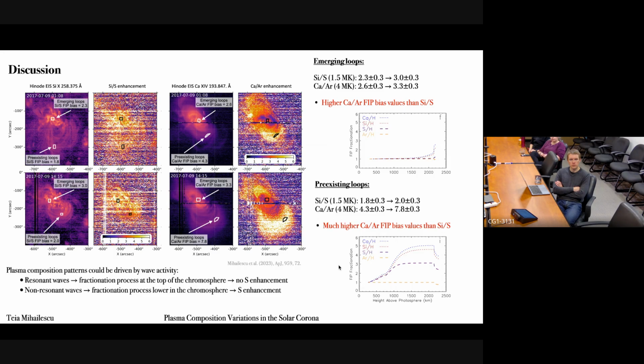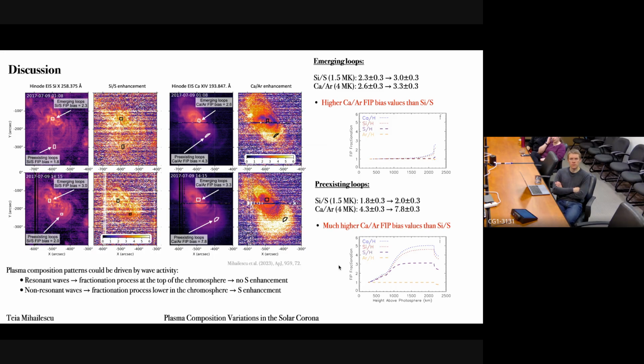And in the pre-existing loops, the simulations are showing this enhancement of sulfur as well, which is likely the reason why we see those very different values between the silicon to sulfur and calcium to argon values in the observation. So when we take the calcium to argon ratio, this is going to show the full enhancement of calcium. But when we take the silicon to sulfur ratio, because we're using sulfur as the reference and the reference is also shifted up, we're not measuring the full enhancement of silicon.